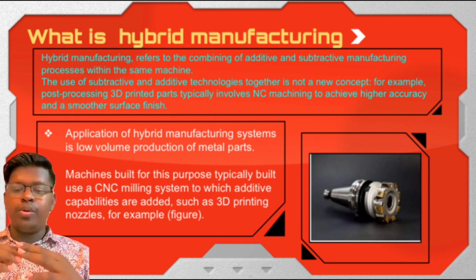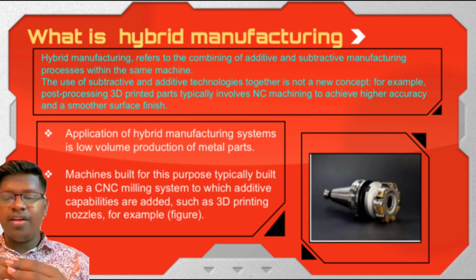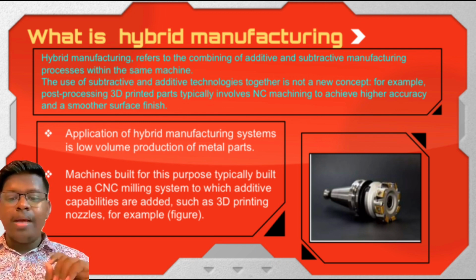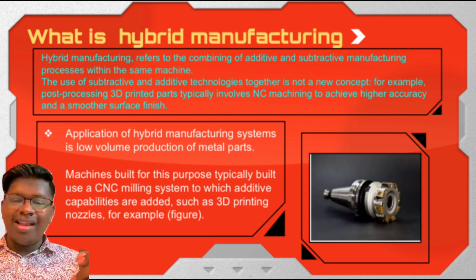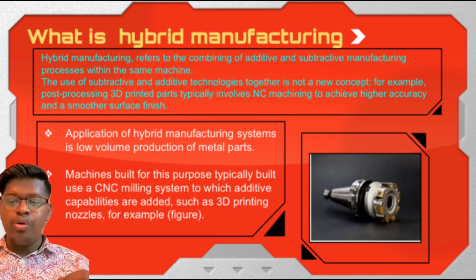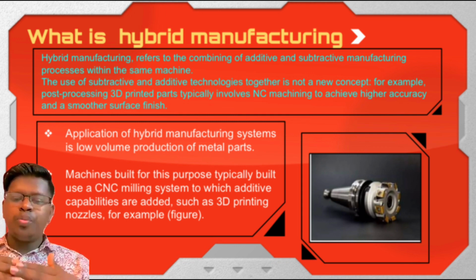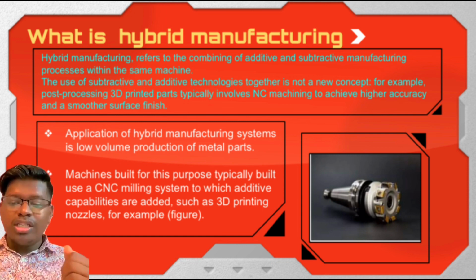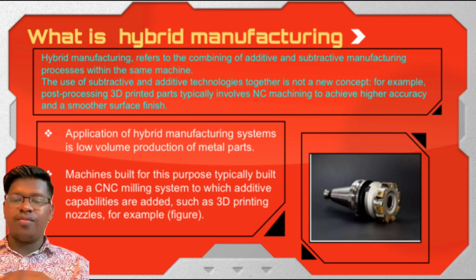First of all, we're going to see what hybrid manufacturing is. Hybrid manufacturing refers to combining additive and subtractive manufacturing processes within the same machine. The use of subtractive and additive technology together is not a new concept. For example, post-processing 3D printed parts typically involves NC manufacturing to achieve higher accuracy and a smoother surface finish.